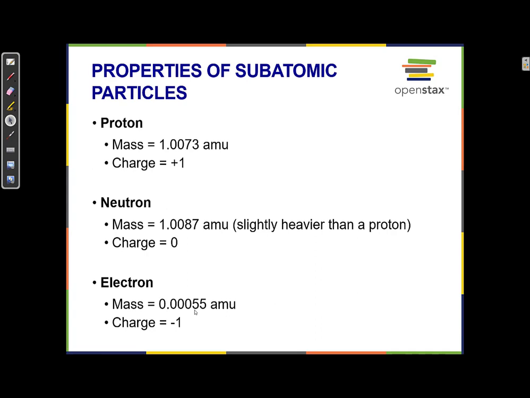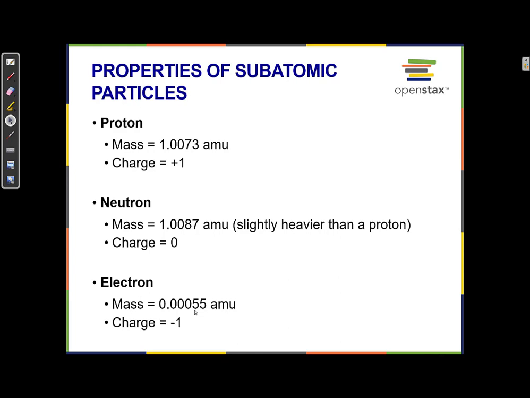So here's the mass of a proton. It's about 1 AMU, and has a positive charge, plus 1. Again, when I say that the charge is plus 1, it's really plus 1.6 times 10 to the negative 19 coulombs, because it has that same charge as an electron, it's just positive. So the mass of a neutron is also about 1 AMU. It's a little bit heavier than a proton. And its charge is 0. It doesn't have an electrical charge.